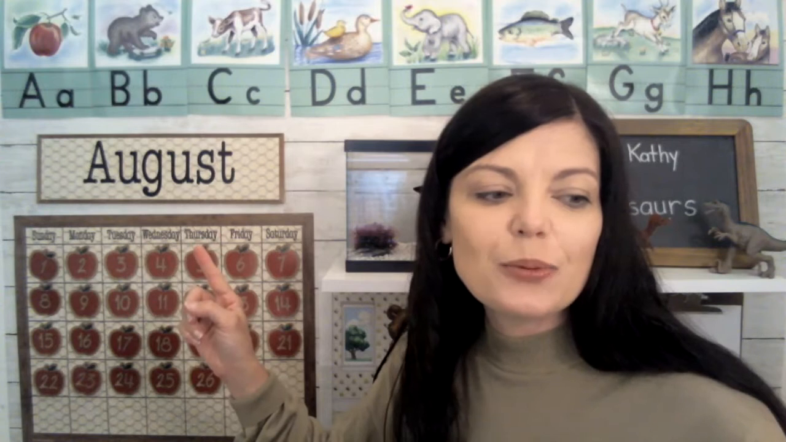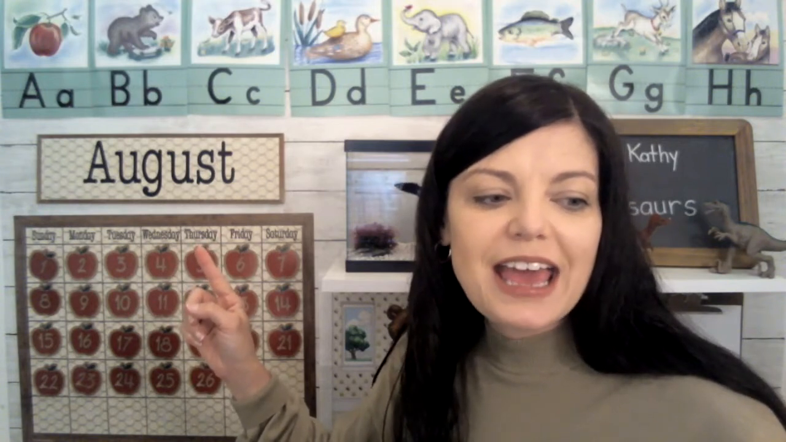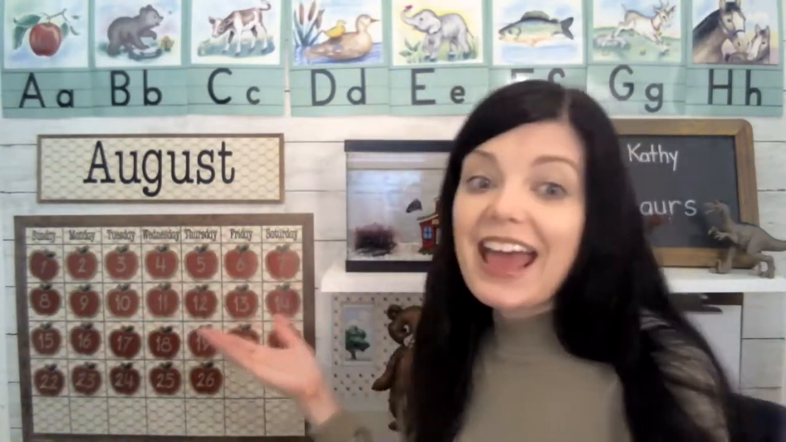If you go all the way up to the top of the calendar, you'll see that today's day of the week starts with a TH. TH together makes the sound th, th, th. So what day of the week starts with th, th, th? It's Thursday. Today is Thursday.